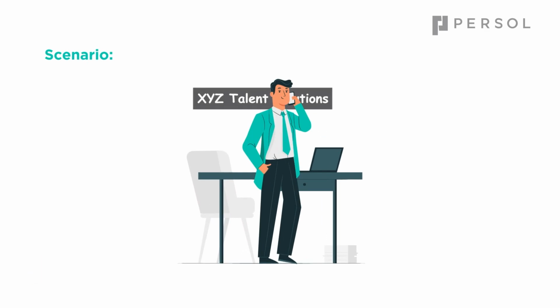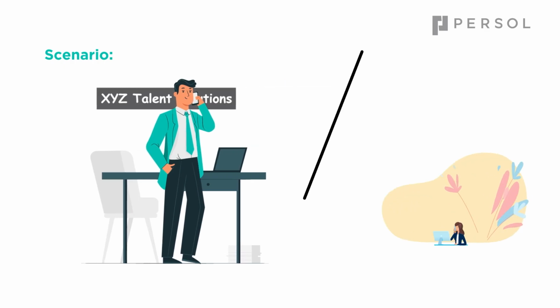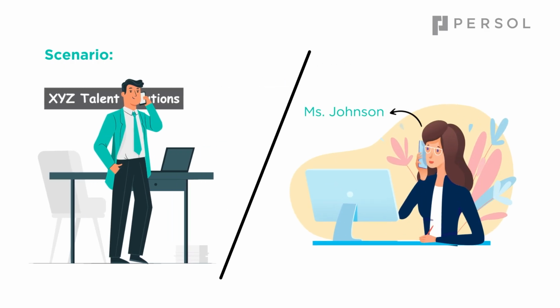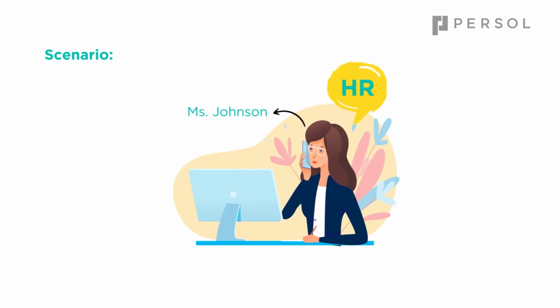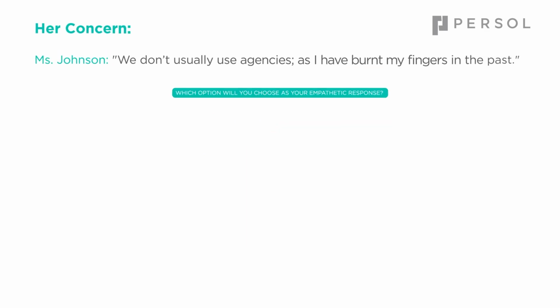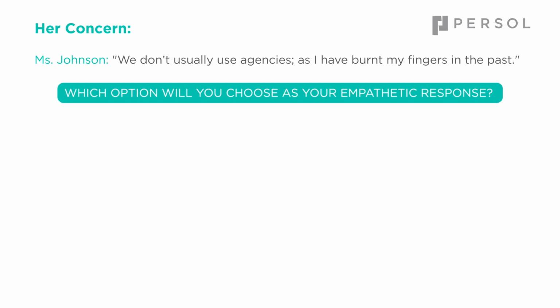Scenario: you're a recruiter at XYZ Talent Solutions, calling Miss Johnson, who's hesitant about using outside agencies for hiring. She's an HR head at a big company. Your aim is to handle her concern with care, understand her side, and turn it into a good talk. Her concern: we don't usually use agencies, as I have burnt my fingers in the past. Which option will you choose as your empathetic response?